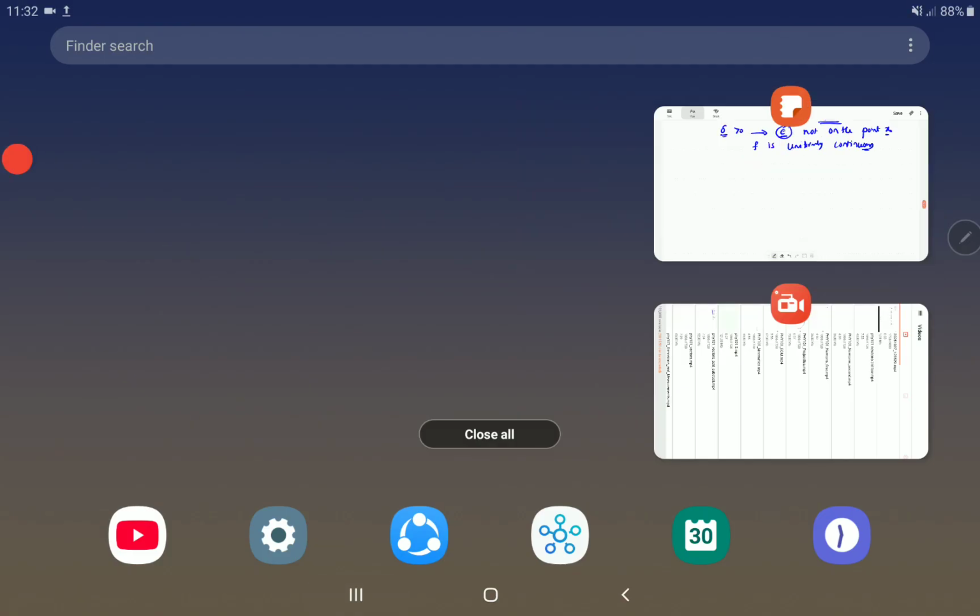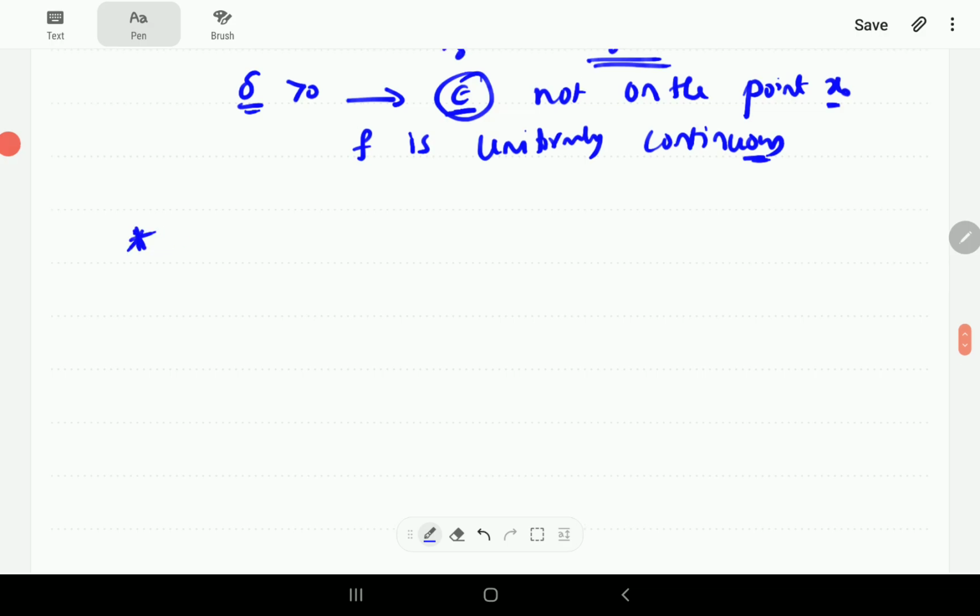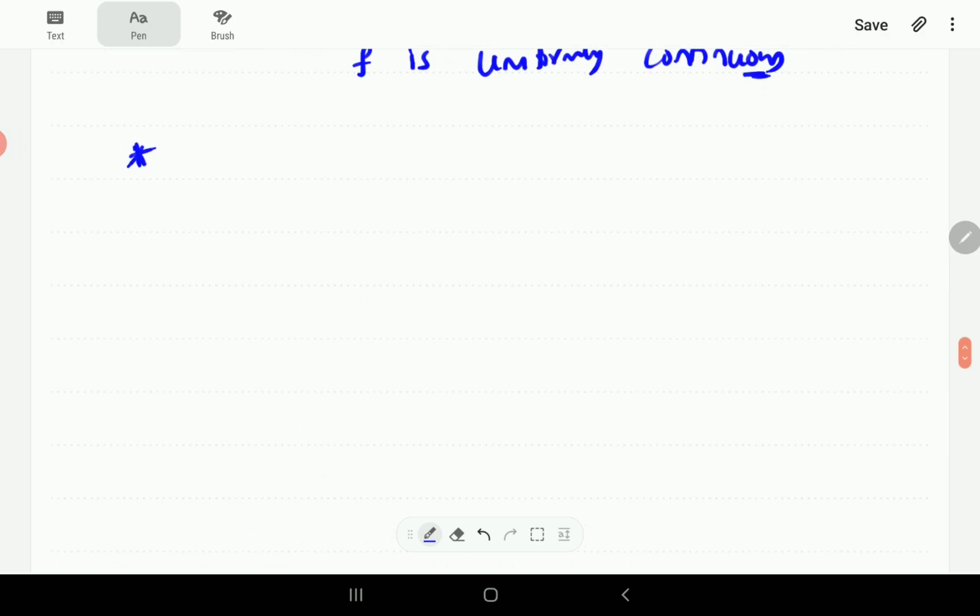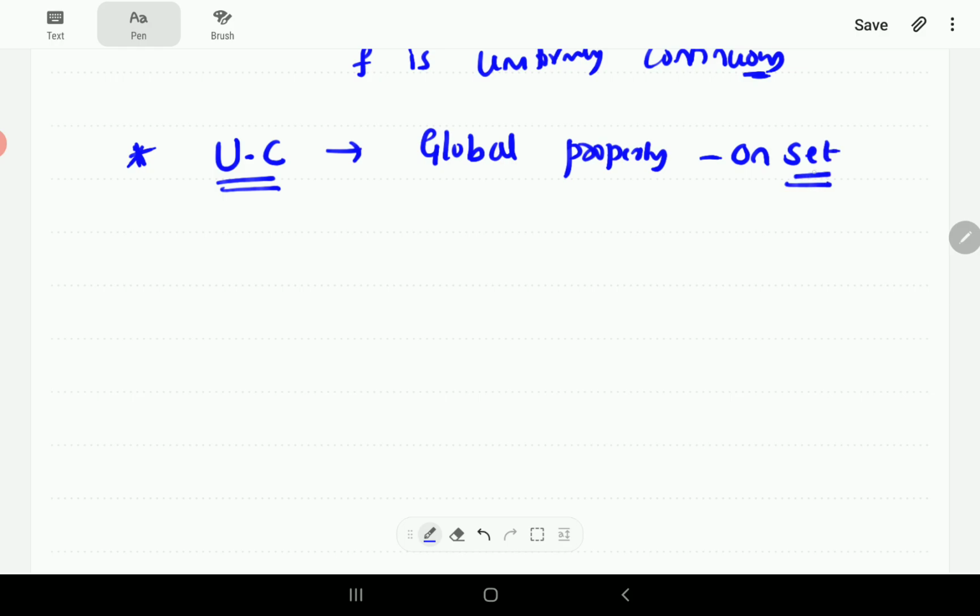From here we have to be clear about 2 points. Number 1, uniform continuity, let me shortly write it as UC, is a global property. We talk about uniform continuity on a set, and not at a single point. So we talk about the whole set here. That's why it is called the global property.